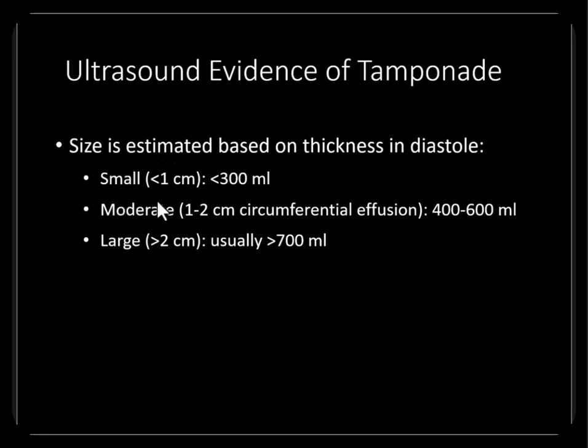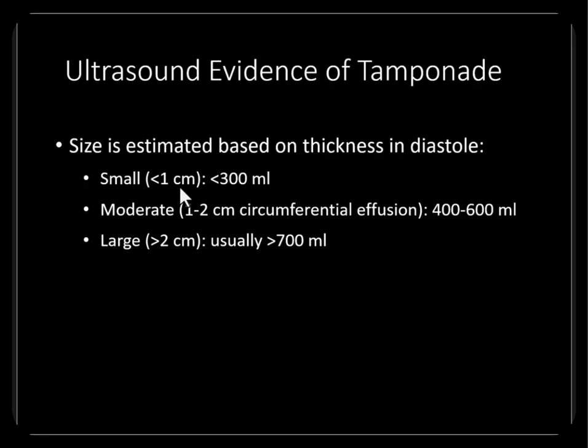Now, some people will ask, well, how do I estimate the size? If you freeze an image and then measure the width of the fluid collection in that pericardial sac, if it's less than 1 centimeter in size, it's estimated to have less than 300 mLs of fluid. If it's 1 to 2 centimeters in size, it's estimated to have 400 to 600 mLs of fluid.